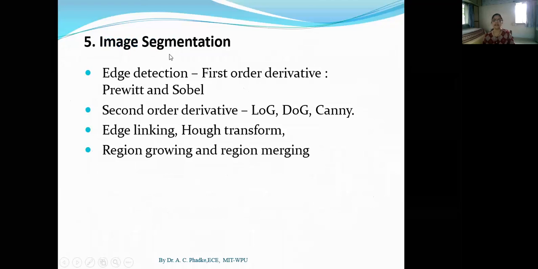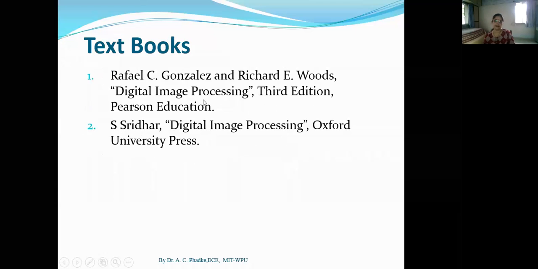Then this is your last unit, that is image segmentation. Under this unit, we will be covering these topics. Mainly, there are two broad categories for image segmentation, like similarity-based segmentation and discontinuity-based segmentation. So we will be covering these topics under this last unit.